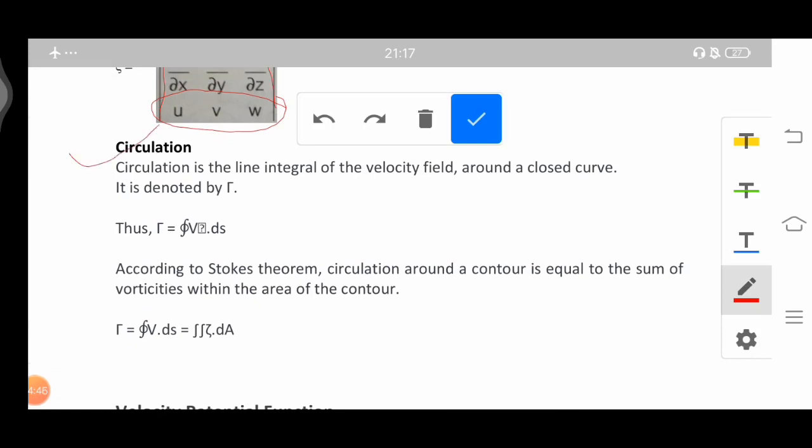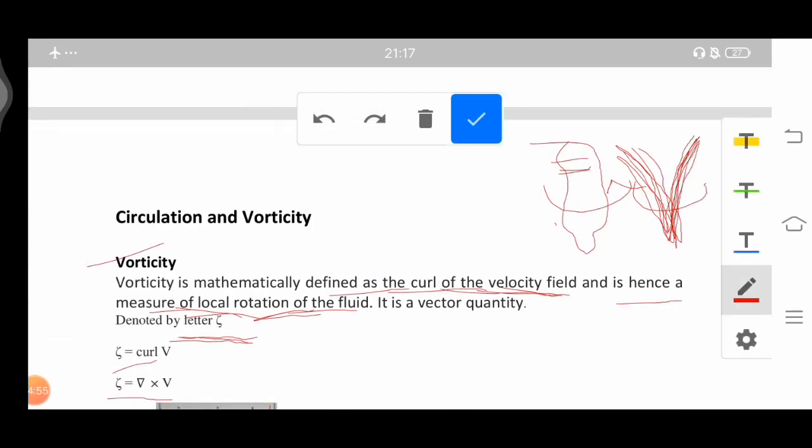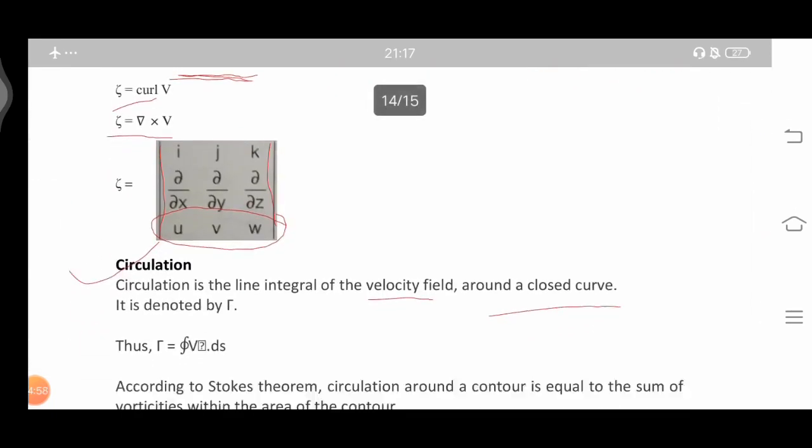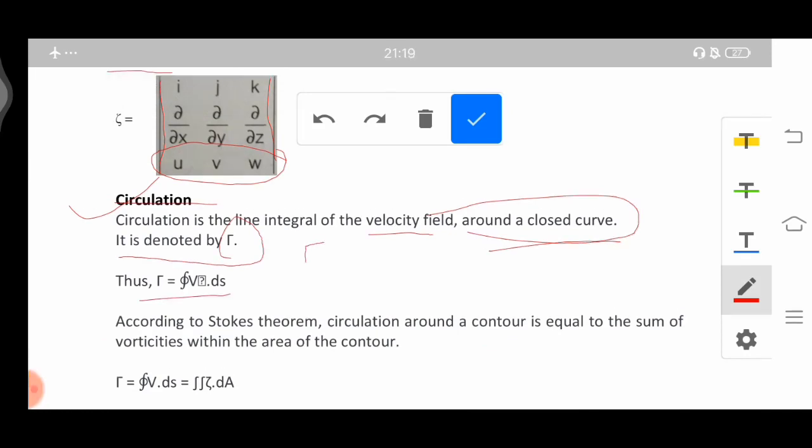Next is the circulation. Circulation is the line integral of the velocity field around a closed curve. So for the closed curve, the line integral of the velocity field around it will be the circulation, and it is denoted by gamma, the capital gamma. The circulation is basically the integral of velocity V dot ds, as it is a line integral of the velocity field.